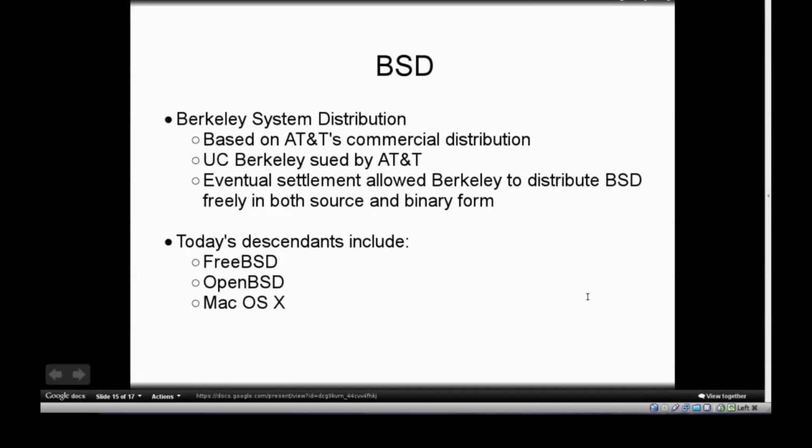The Berkeley System Distribution, which was based on AT&T's commercial distribution, was one of the first open source Unix systems to emerge. It was based on the commercial distribution, so AT&T sued UC Berkeley, but an eventual settlement allowed Berkeley to distribute BSD freely in both source and binary form. Today's descendants of BSD include FreeBSD, OpenBSD, and Mac OS X, which is based on the Unix BSD system.